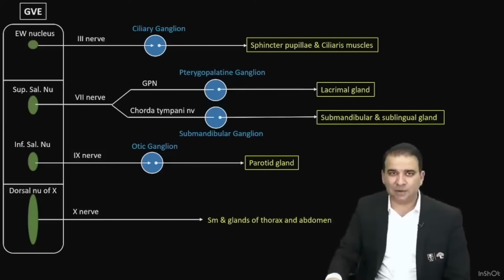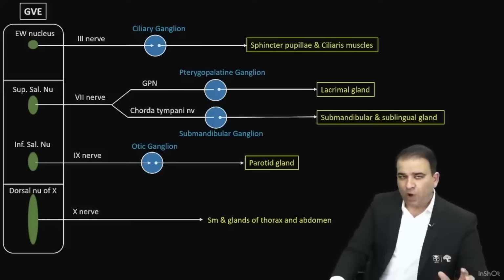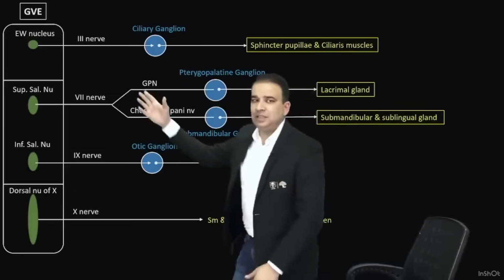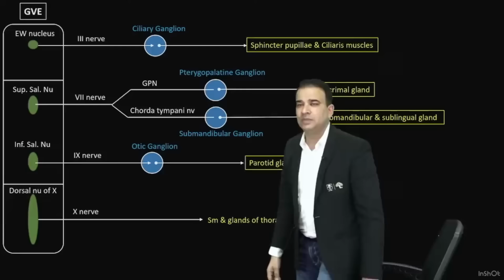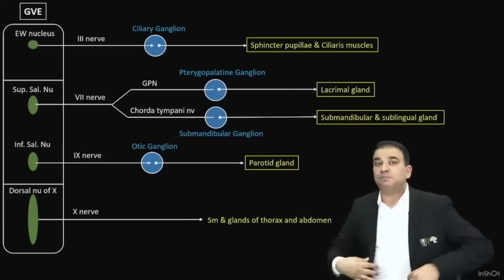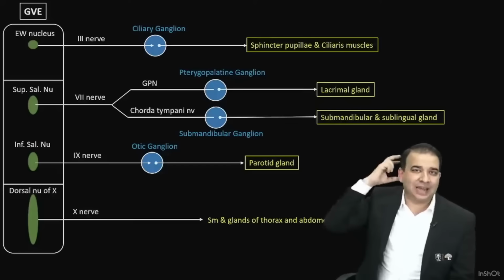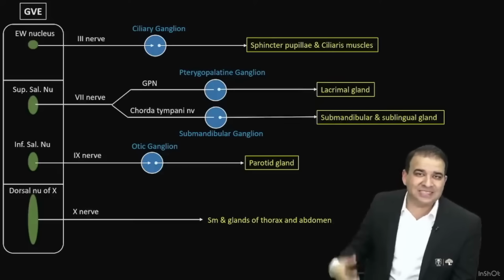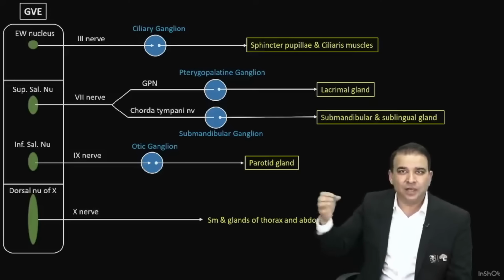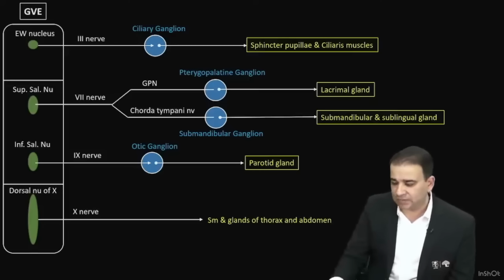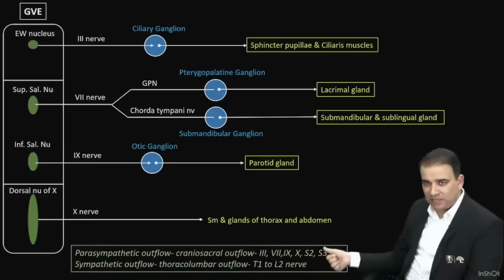So that's about the GVE column, the parasympathetic column, guys. Obviously, if it is a parasympathetic column, all these nerves are parasympathetic nerves only. 3, 7, 9, 10, all these nerves are parasympathetic nerves. And if the question says parasympathetic outflow, we know parasympathetic outflow is also called craniosacral outflow. Cranial nerves and sacral nerves together are parasympathetic. Which cranial nerves? 3, 7, 9, 10. Which sacral nerves? S2, S3, S4. So parasympathetic outflow is 3, 7, 9, 10, S2, S3, S4.